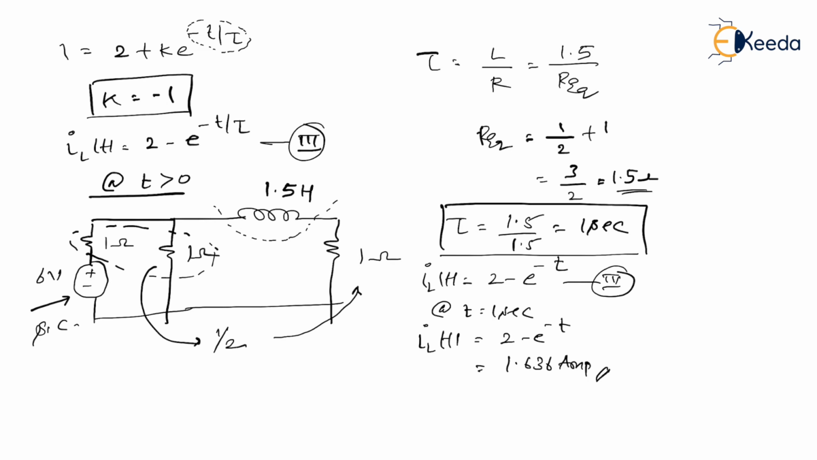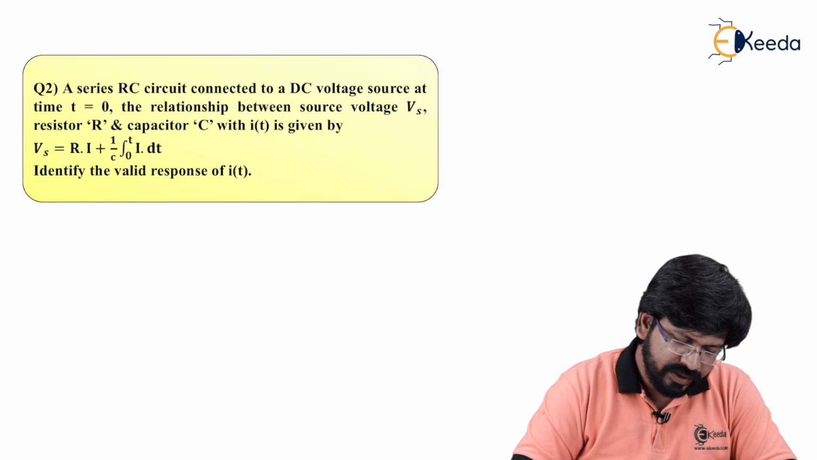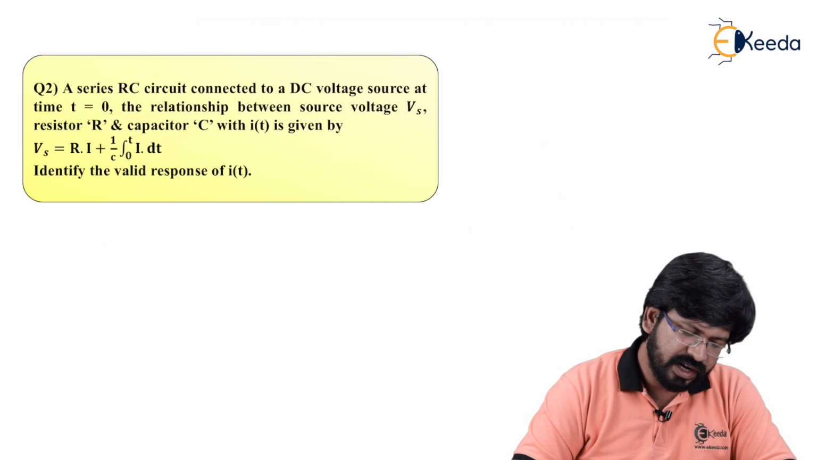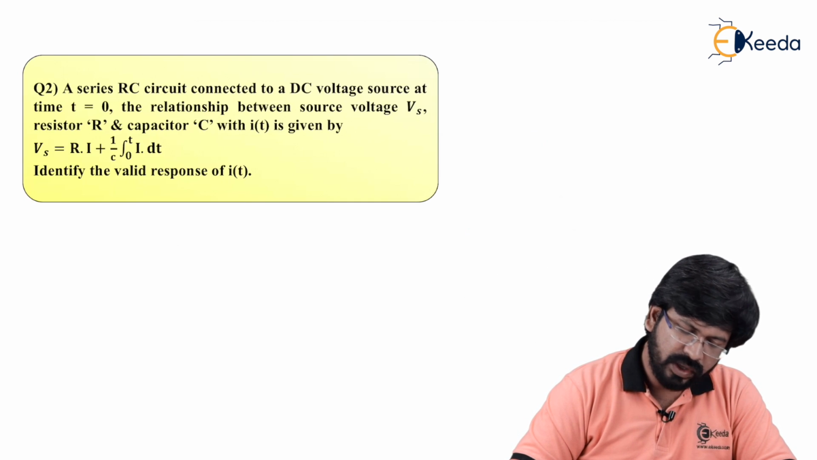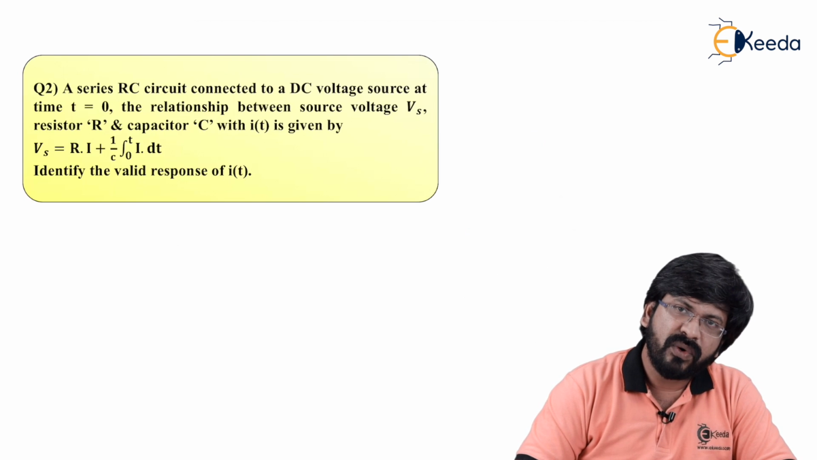Let's move to the next problem. A series RC circuit is connected to a DC voltage source at time t equal to 0. The relationship between voltage source Vs, resistor R and capacitor C of I of t is given as Vs is equal to R into I plus 1 upon C integration 0 to t I of dt. Then identify the valid response of I of t, and 4 options are given.